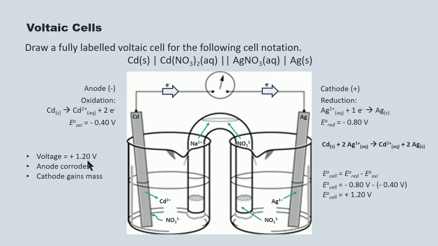In terms of evidence of a chemical reaction, we're going to see a few things. First of all, the voltage. If we had a voltmeter attached, and this circle with the arrow is supposed to represent a voltmeter, we're going to see a potential difference of a positive 1.20 volts. We're also going to see the anode corrode. So again, the cadmium electrode is going to lose mass. And we're going to see the cathode gain mass. So the silver cathode is going to gain mass.